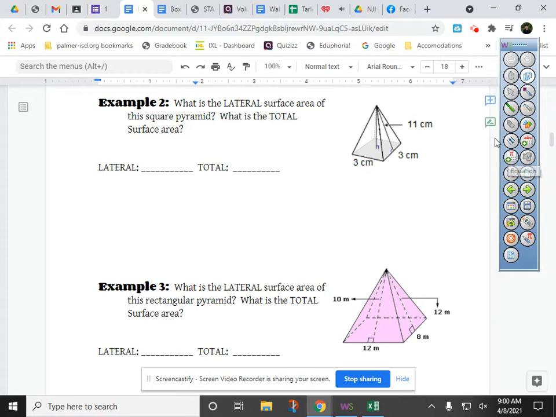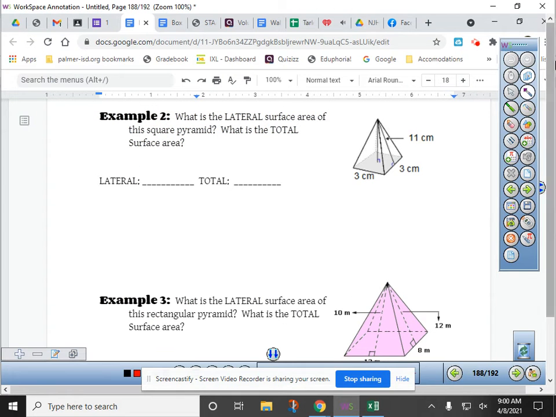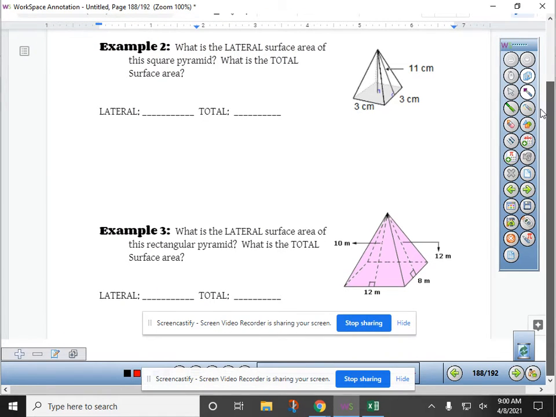Let's look at example 2. What is this? A square pyramid. What is the shape of the base? A square. To find the lateral, we are going to find the surface area, the area of just the triangles. How many triangles are there? 4. Since I don't like odd numbers, I'm going to change this 11 to a 10. So y'all do that too.